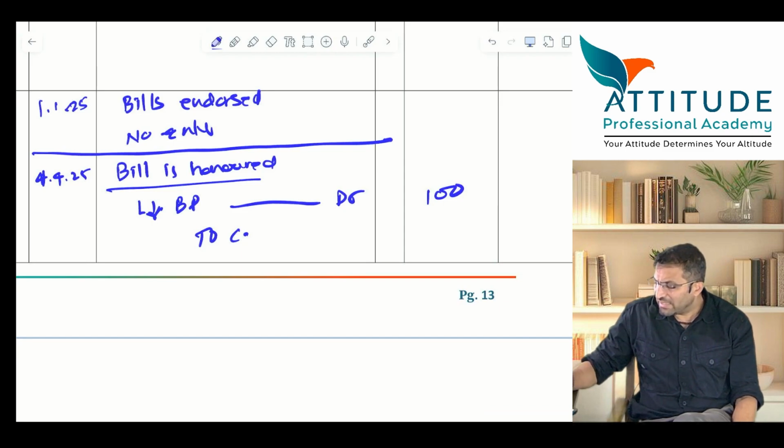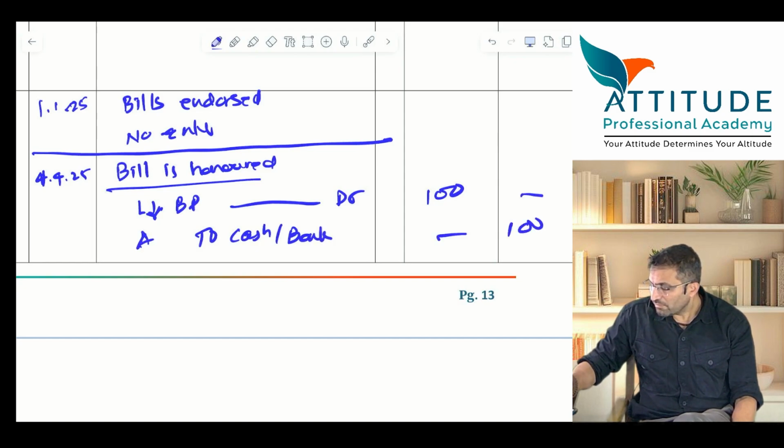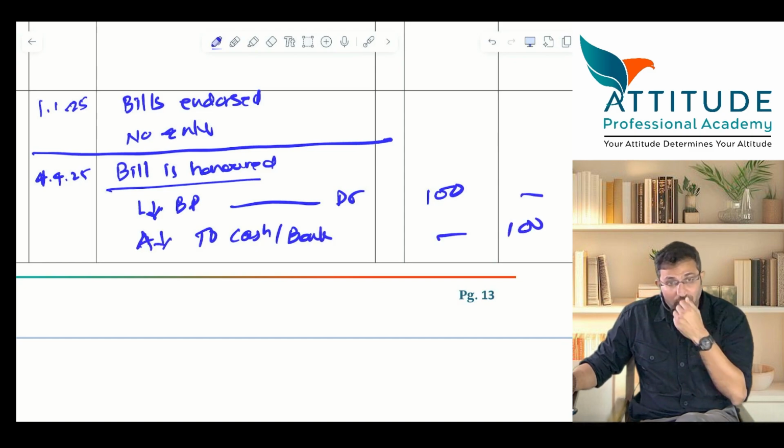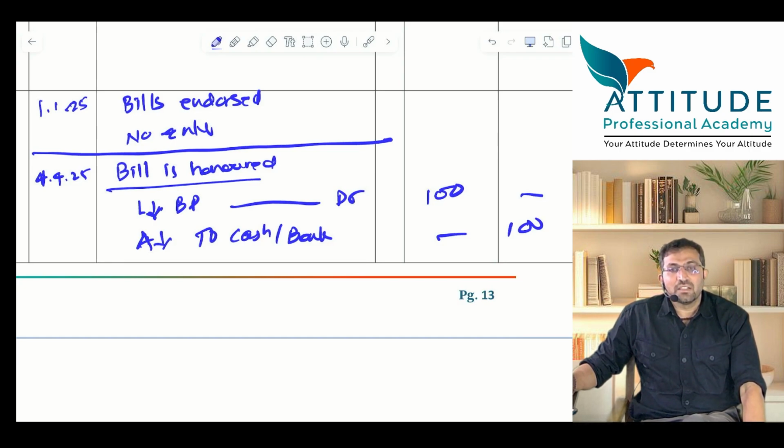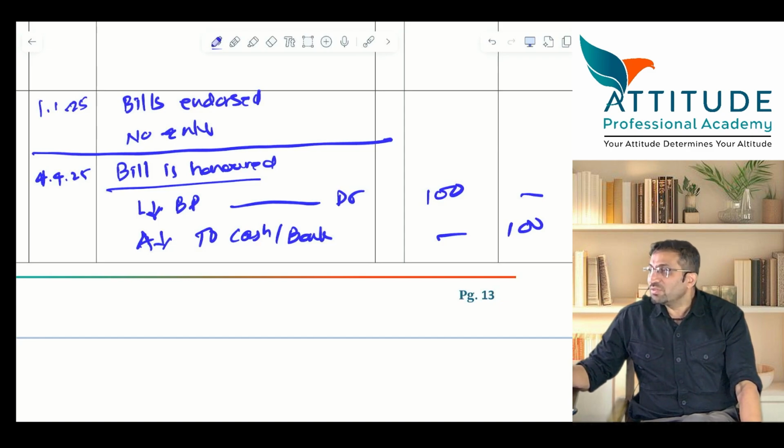Bills payable आता है. Bills payable account debit to cash or bank. Understood? Are you able to understand or no? Clear?